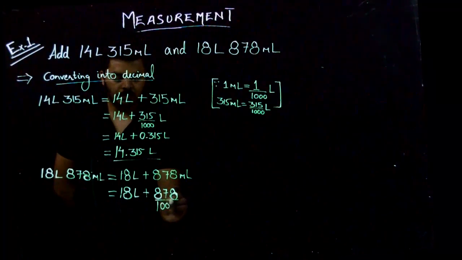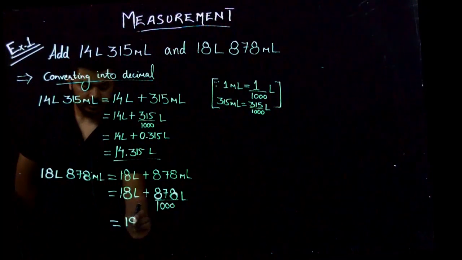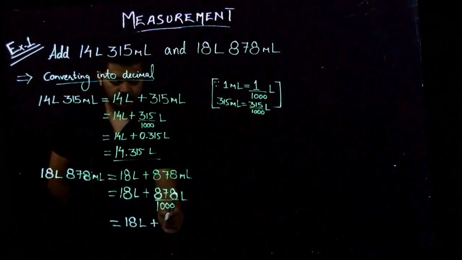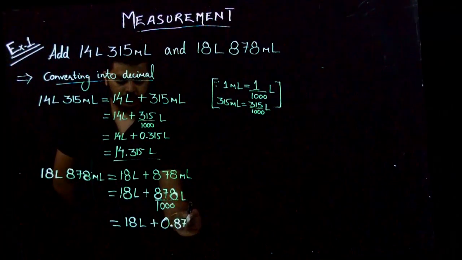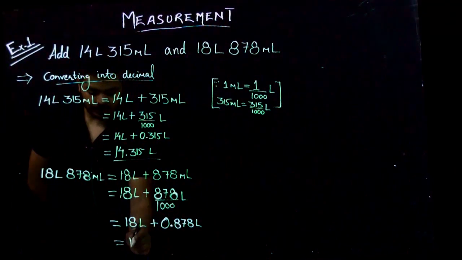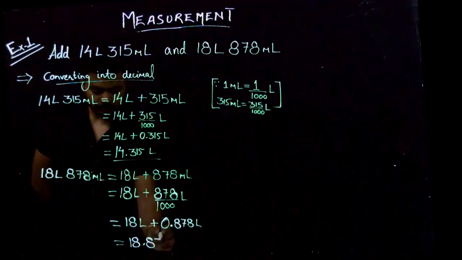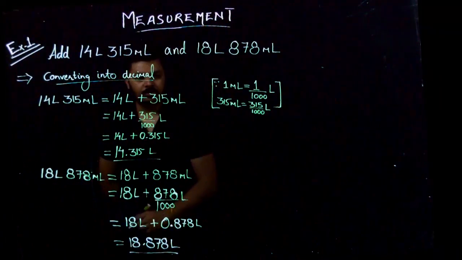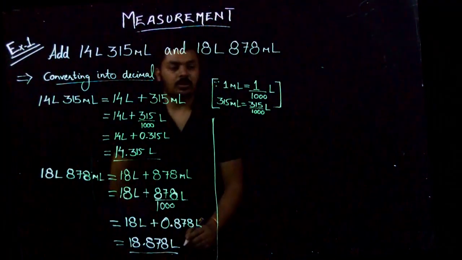878 upon 1000 liter. Now 18 liter plus, convert it into decimal, since there are 3 zeros, it becomes 0.878 liter, which is equal to 18.878 liter. Now we have converted into decimal form. Now we will add both the numbers.